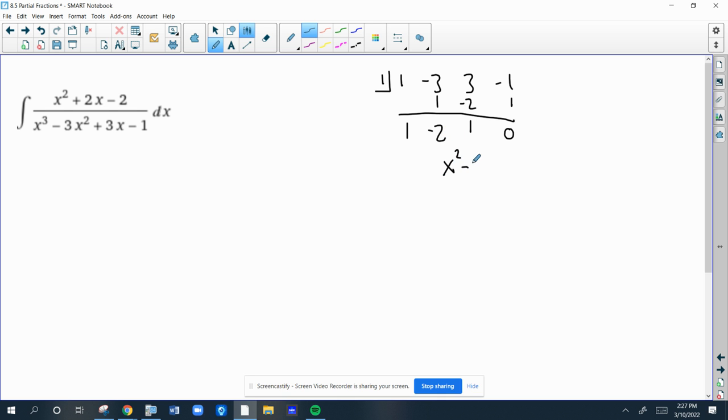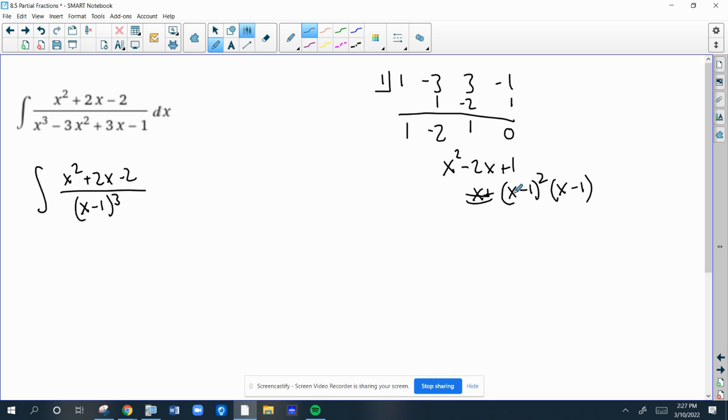So the leftover quadratic looks like this. This factors into x minus 1 times x minus 1, or x minus 1 squared. Our original zero was 1, so that brought about a factor of x minus 1. So this denominator factors like this: x minus 1 times x minus 1 times x minus 1.